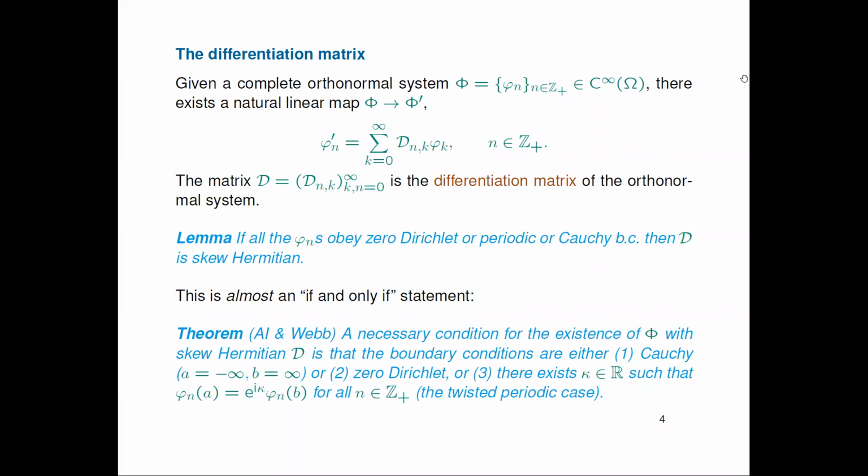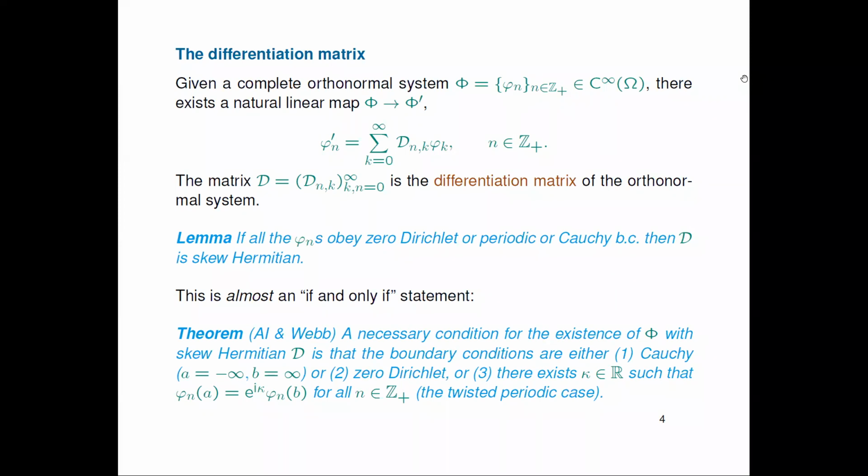And the first result, which is really a trivial undergraduate exercise, is that if all the phi_n's obey zero Dirichlet conditions or periodic boundary conditions or Cauchy boundary conditions, then this matrix D is skew-Hermitian. Which sort of makes sense, because the differential operator in that case is a skew-Hermitian operator, or skew-symmetric operator.